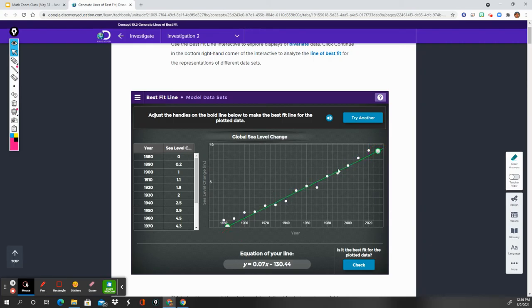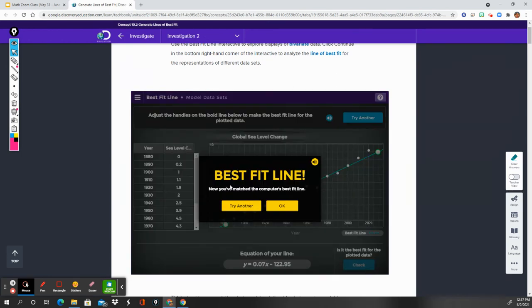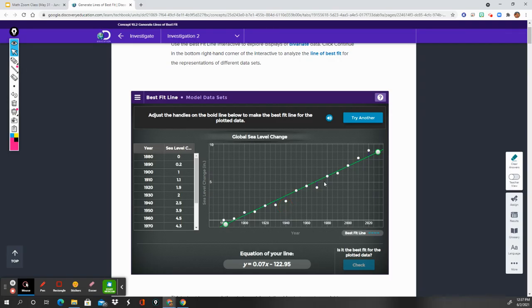So we want kind of the same number above and below the line, and we want to make sure we capture as many points on the line if we can. So we have 1, 2, 3, 4, 5 above, 1, 2, 3. So I feel like I need to bring this up just a tiny bit. So let's check. How close did I get? I got a best fit line. So yay, pretty cool. That doesn't usually always happen on the first try.